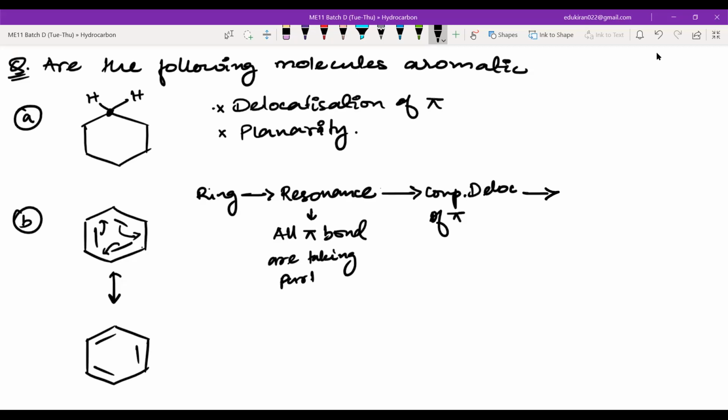Next is, I will check the planarity. Is this planar? Yeah. All the atoms, that is carbon atoms, they are sp2 hybridized, right? If all of them are sp2 hybridized, then it is going to be planar. So yeah, it is planar.